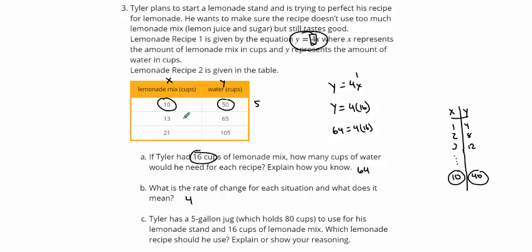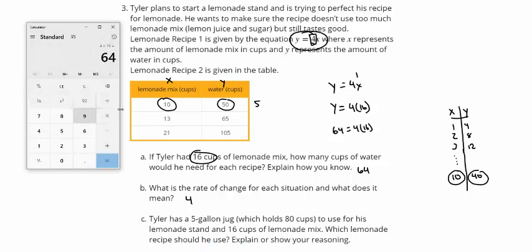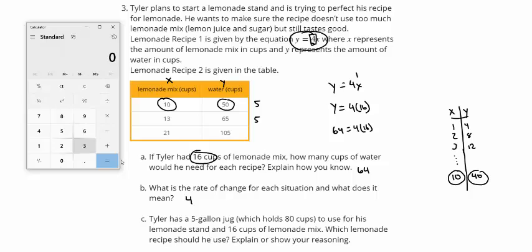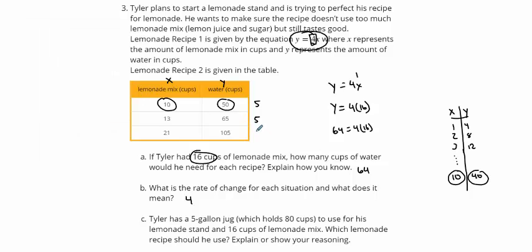Is 65 divided by 13 equal to 5? Let's see. 65 divided by 13 is 5. 105 divided by 21, is that 5? It should be. 105 divided by 21 is equal to 5. So there's my rate here. If I use the same equation here, y is equal to 5 cups of water for every cup of lemonade mix.